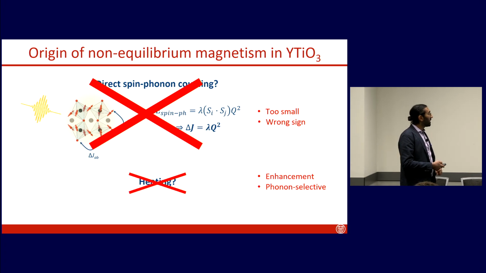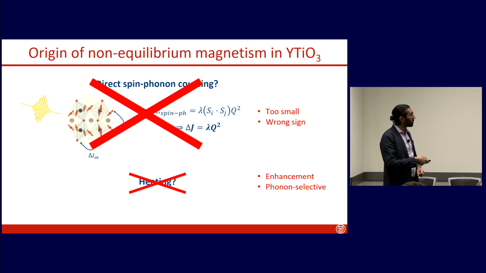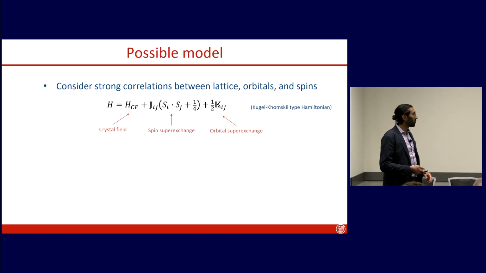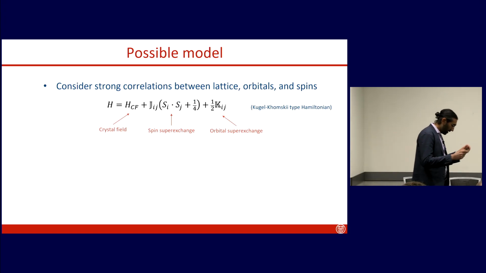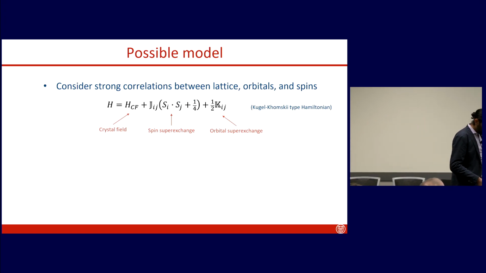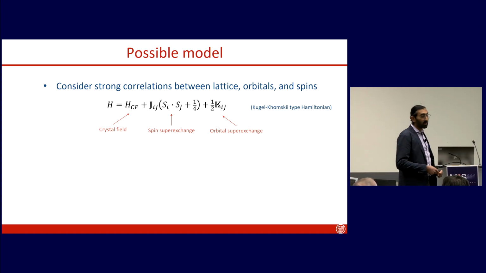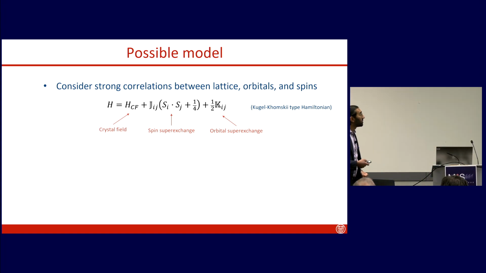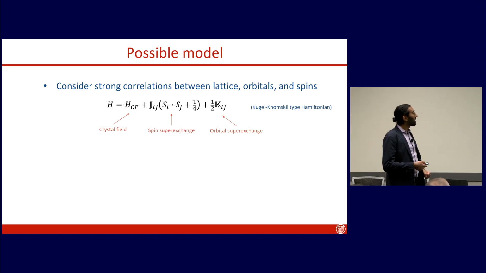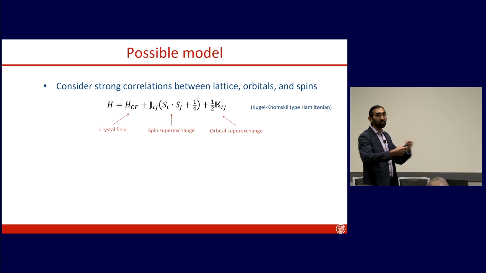We can think about heating, but we can rule this out because we sometimes see an enhancement. We see it depends on the phonon, so it can't be related to heating. We can also rule out optical effects. We can rule out strain. And so a possible model that we can think about is one where we're actually coupling the lattice to the orbitals. Okay? And we can model this using some effective Kugel-Khomskii type Hamiltonian, where we take into account the contribution from the lattice, the contribution from the spins, and also the interaction between the spins and the orbitals.